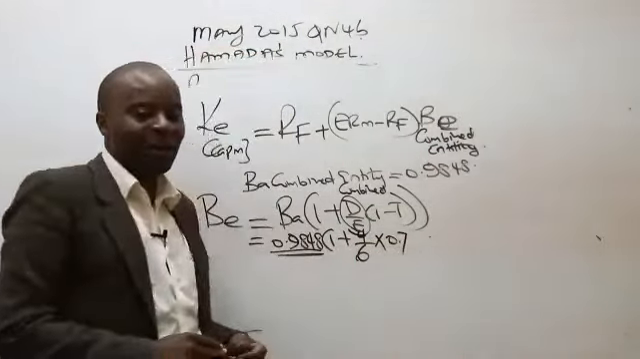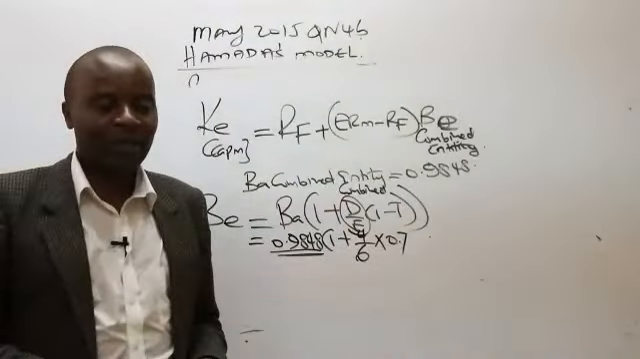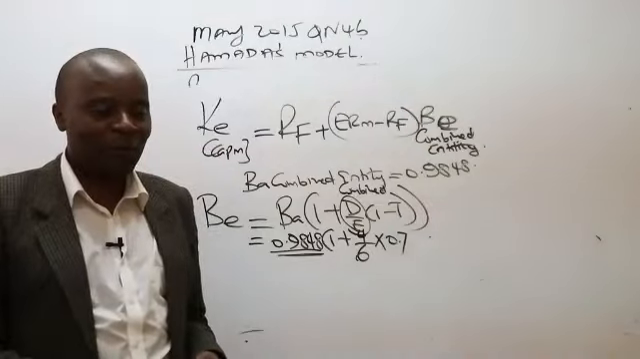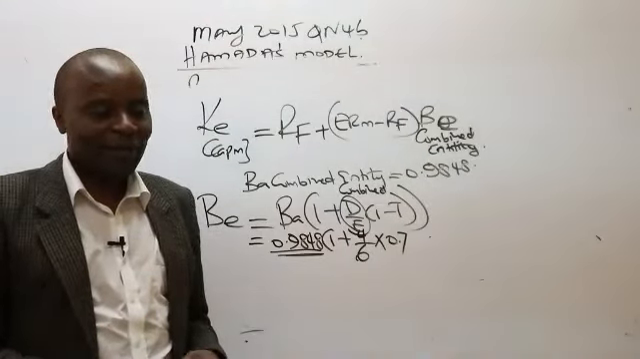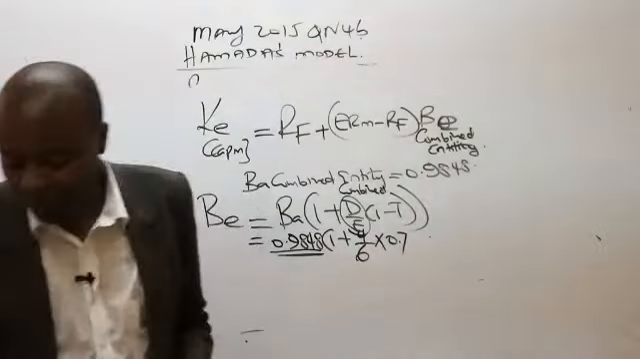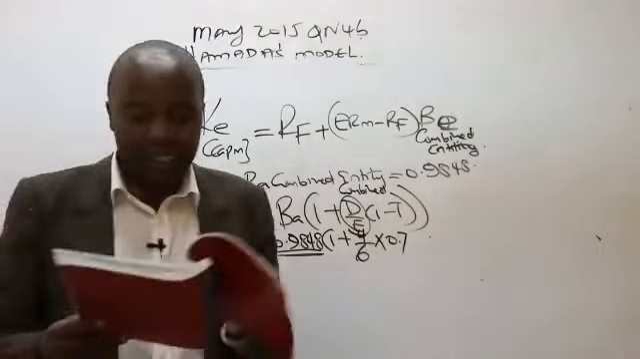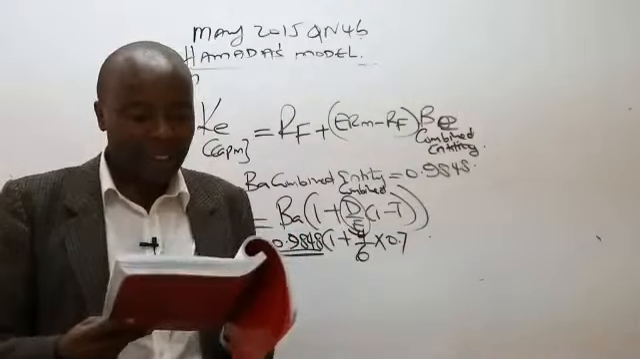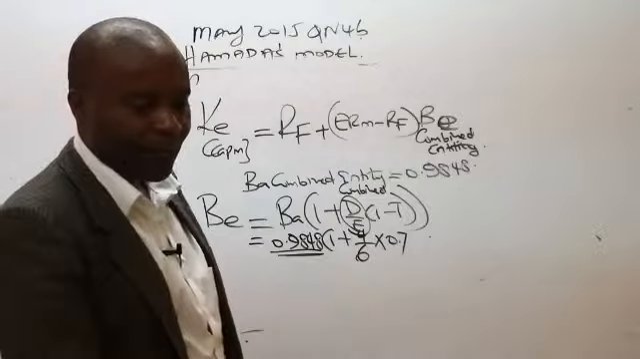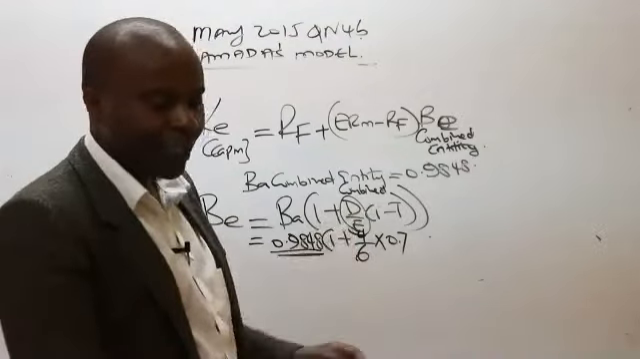You haven't even seen where I've gotten 0.7 from. It is 1 minus the 0.3, 1 minus tax. So the rate of tax that has been provided in this question, ladies and gentlemen, is 30%. Corporation tax rate is what here? Is 30%. Thank you very much.